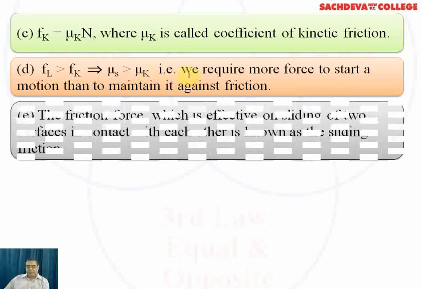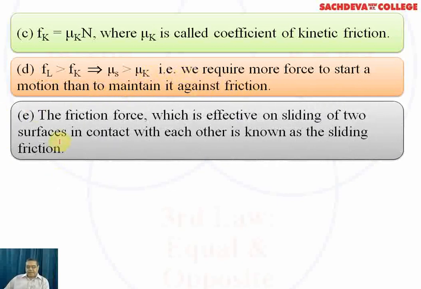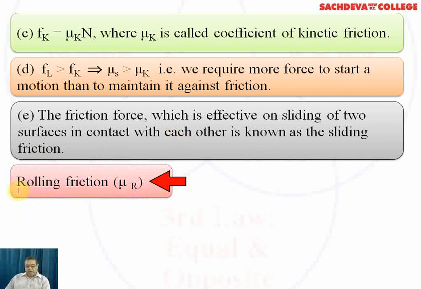the friction. Now, we further find the friction force which is effective on sliding of the two surfaces. If both the surfaces slide, whatever surfaces are in contact, then we will say that the friction among the surfaces will be the sliding friction. So sliding friction is basically when the sliding surface as well as the body on it are both sliding, moving. Now when we speak of rolling friction, it is represented by mu r.